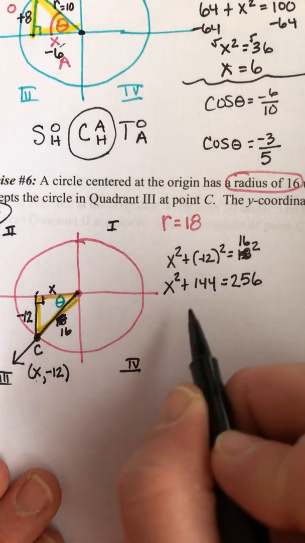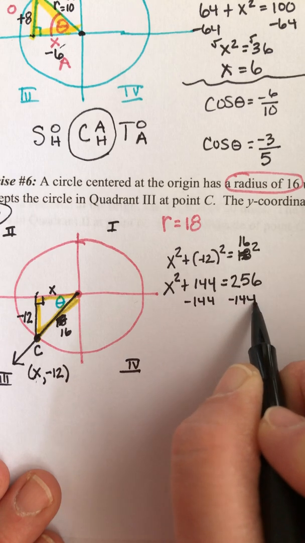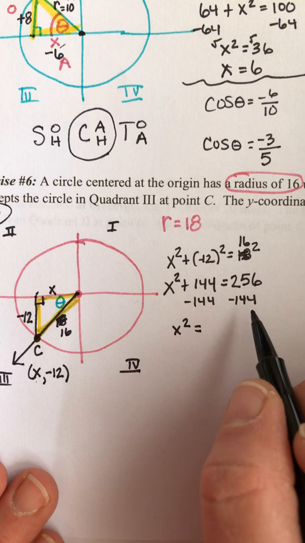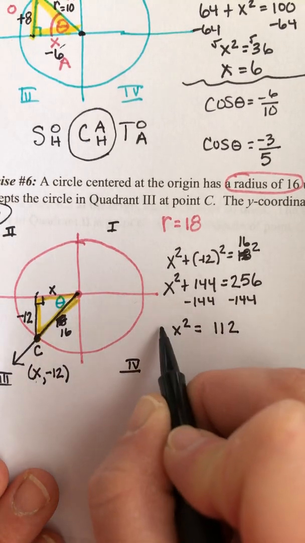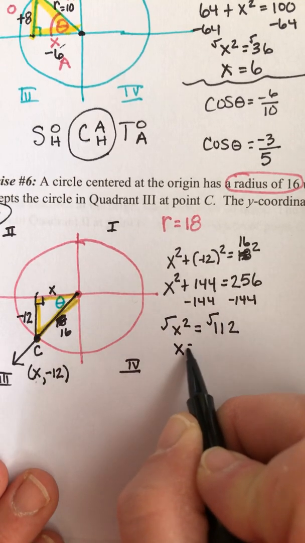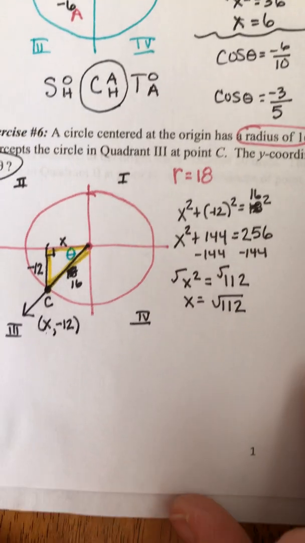All right, now I need to subtract the 144. X squared equals 256 minus 144. I get 112. Okay, square root this side, square root that side. X equals the square root of 112. So far, so good.